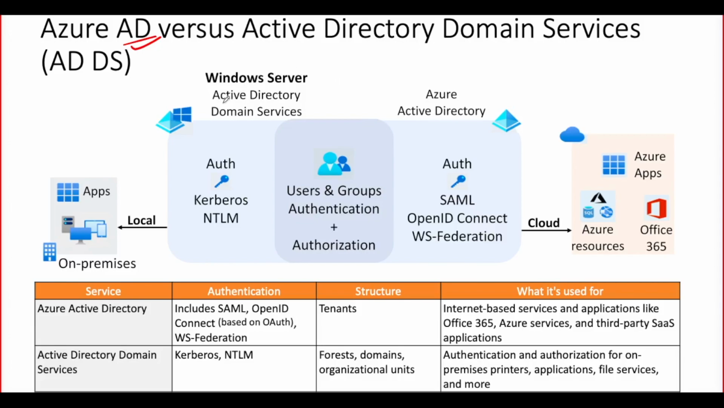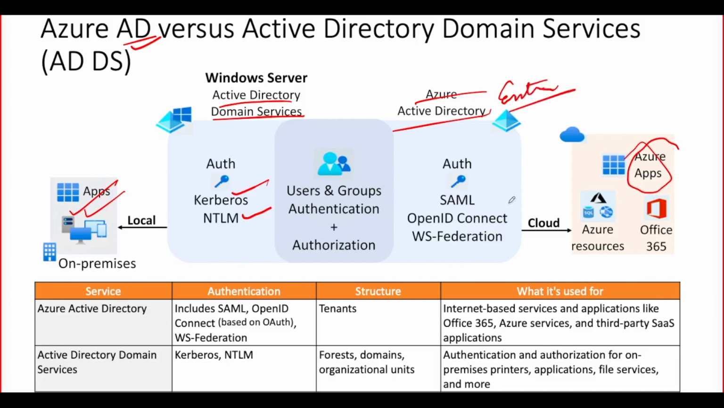So in the ADDS environment, we use Kerberos or NTLM for authentication, and we have applications in the on-prem environment, and we can locally connect to those environments. But when you have an Azure environment, then the applications are dependent on Azure Active Directory, which is now known as Entra, right? And here we have various authentication platforms like SAML, OpenID, WS Federation, OAuth, etc. And this is totally on HTTP and HTTPS.